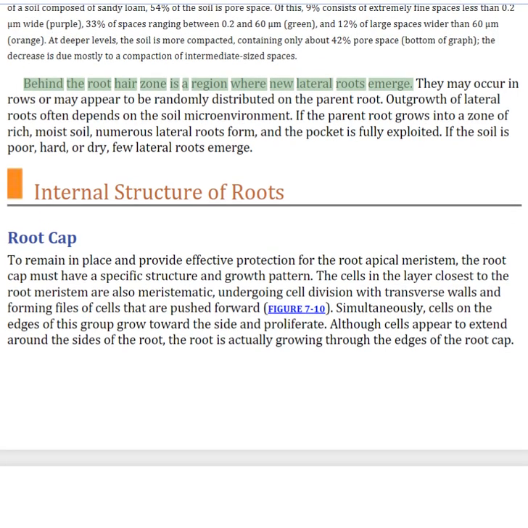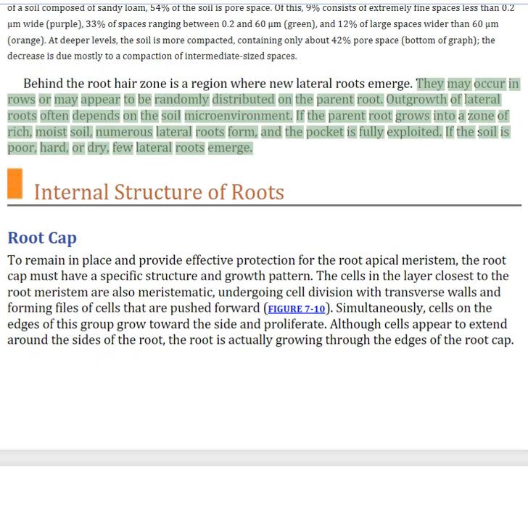Behind the root hair zone is a region where new lateral roots emerge. They may occur in rows or may appear to be randomly distributed on the parent root. Outgrowth of lateral roots often depends on the soil microenvironment. If the parent root grows into a zone of rich, moist soil, numerous lateral roots form, and the pocket is fully exploited. If the soil is poor, hard, or dry, few lateral roots emerge.